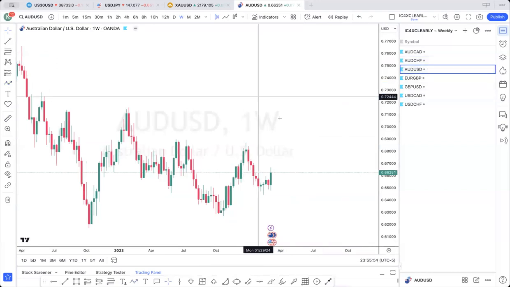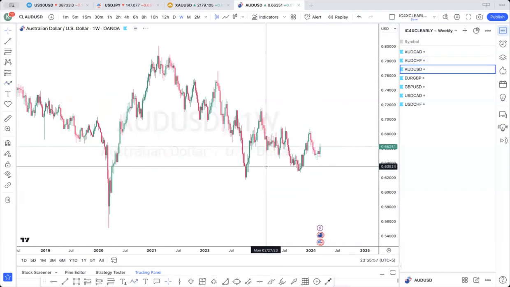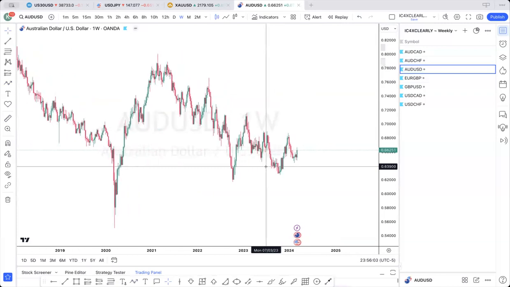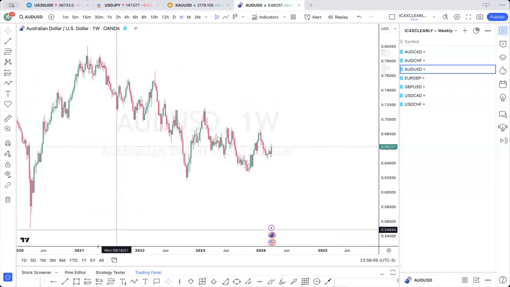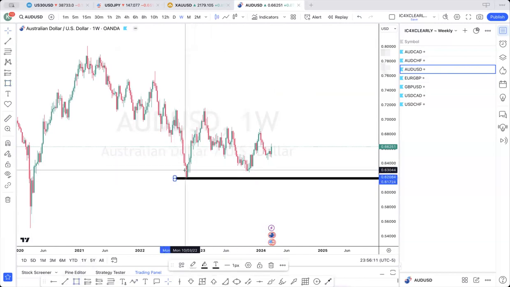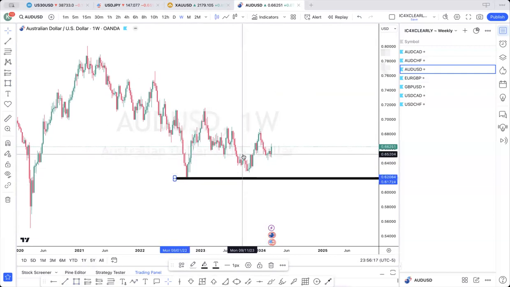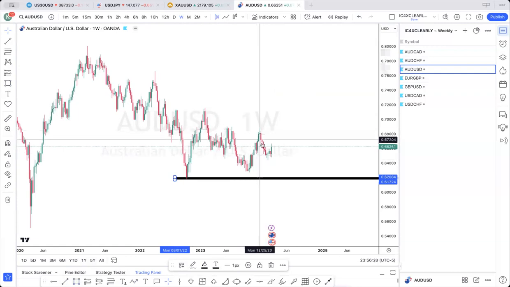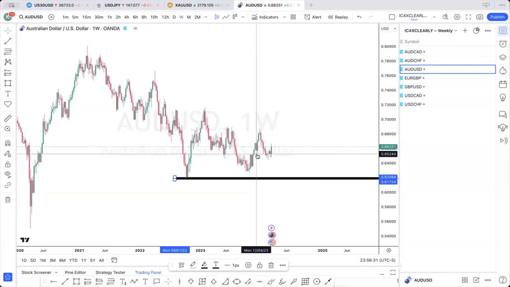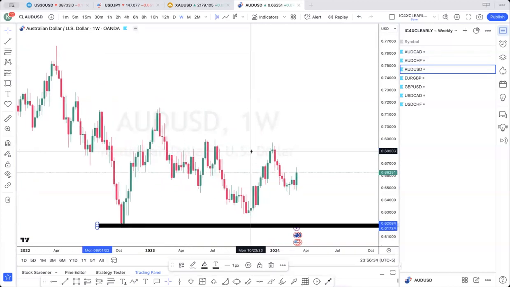AUD USD, we have a weekly order block. As you can see, price pulled back to this zone, did not break or tap into the zone, and then started breaking the swing highs, right? So this is the only unmitigated area, sorry.